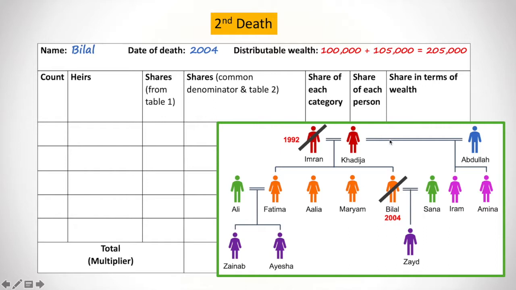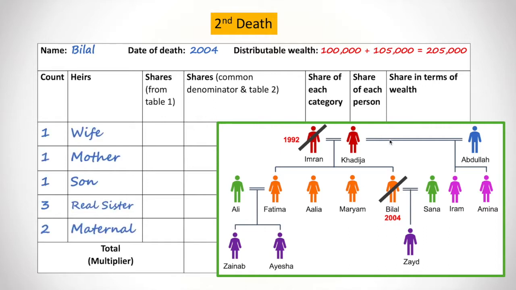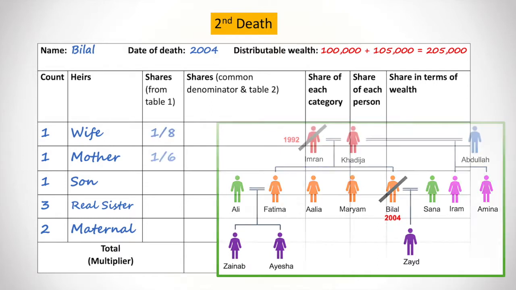So let's put those relatives down in the table, which is one wife, mother, son, three real sisters, and two maternal. If you remember, for maternal, it does not matter if it's a sister or a brother, because they get 1:1. So we just put down two maternal. Let's calculate this from our tables.